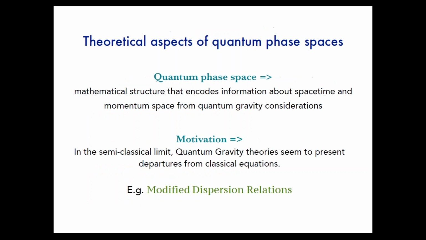Okay, so the quantum phase space is this mathematical structure that encodes information about the space-time and the momentum space inspired by quantum gravity considerations. So, for example, in the semi-classical limit of quantum gravity, there appear some departures from classical equations that are described in the usual phase space, like modified dispersion relations.